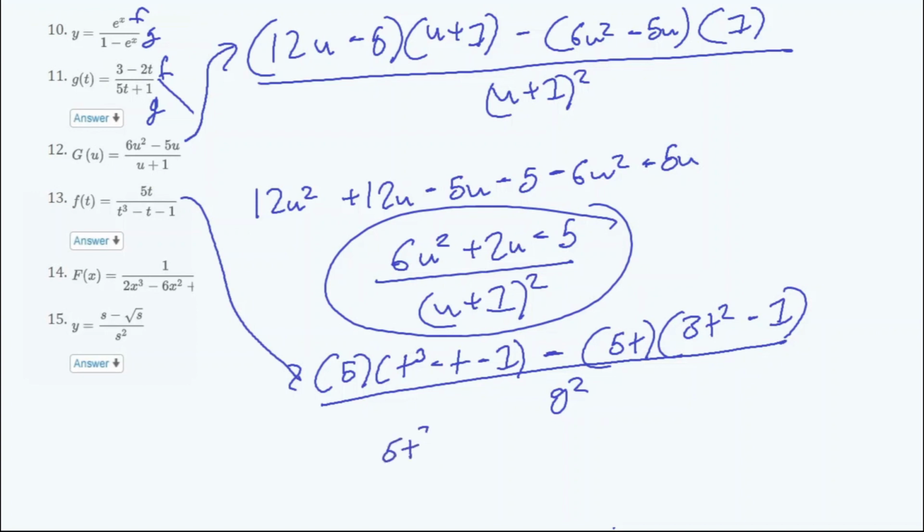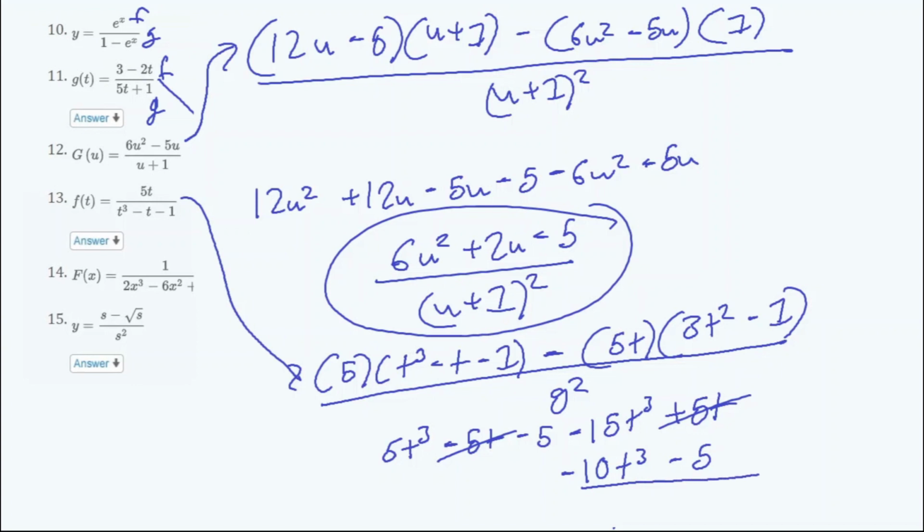So we're going to have 5t cubed and minus 5t and then minus 5. And then we're going to have 15t cubed, and that's going to be plus 5t. So let's combine like terms. We have a negative 5t and a positive 5t, so those go away. We have a negative 15 positive 5. So we're going to have negative 10t to the third power, and that's going to be minus 5.